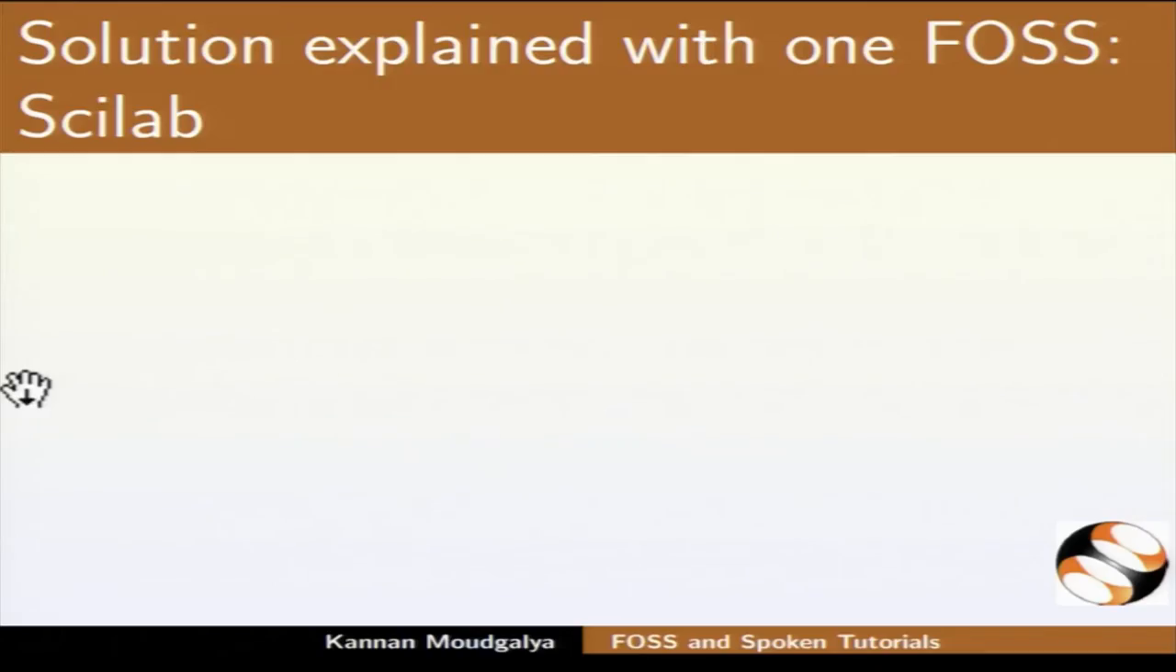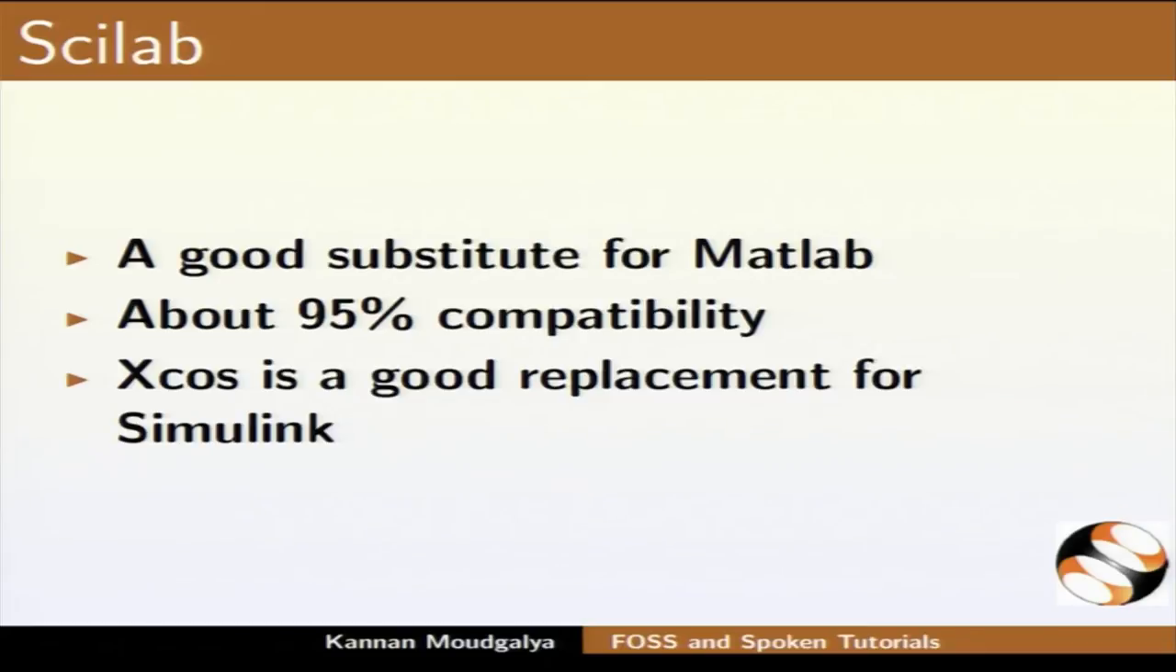Scilab is open source software, it is equivalent to MATLAB. Okay. So, I want to talk about that. It is a very good substitute for MATLAB. It has about 95% compatibility with MATLAB. It also has a tool called Xcos. It is a great replacement for Simulink. So, Scilab and Xcos together can be used in the place of MATLAB and Simulink.